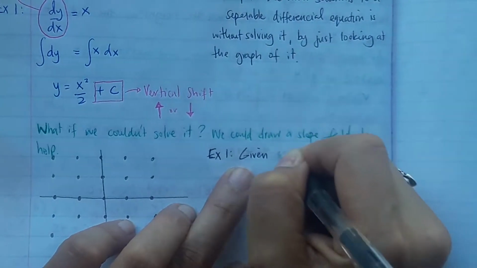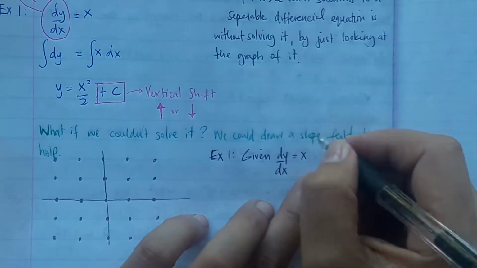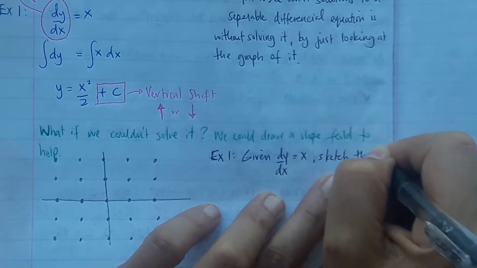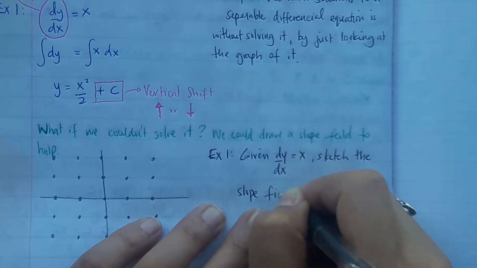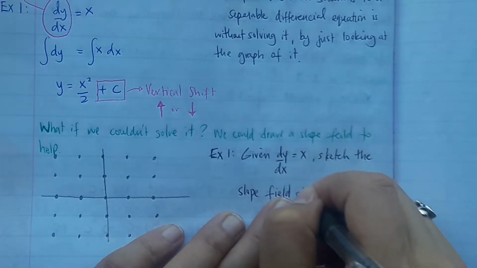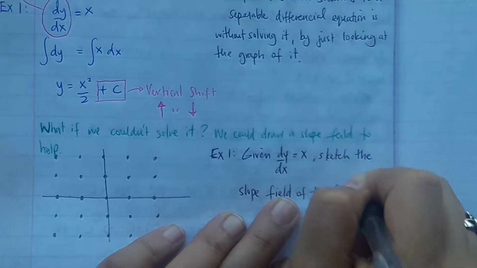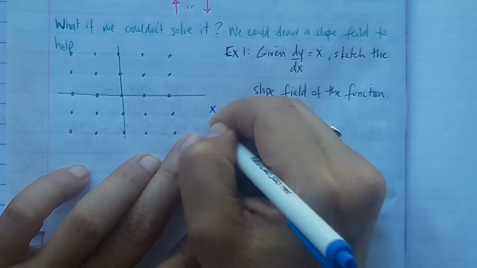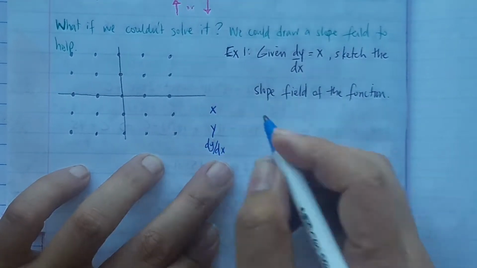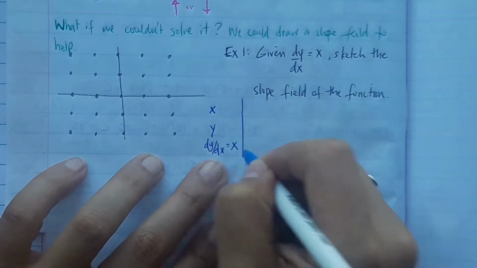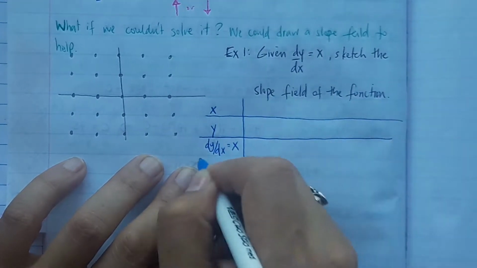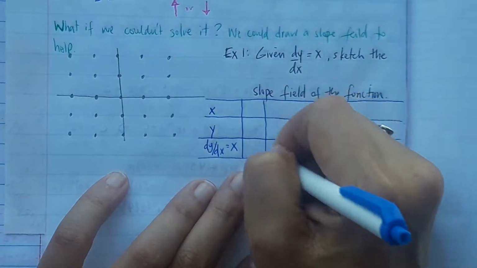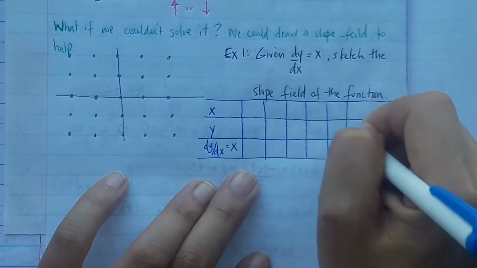Example 1: given dy/dx is equal to x, sketch the slope field of the function. We've already solved it, so we know what the answer is. However, I'm showing you how to use slope fields in order to do it. So we'll start off with an easy one, and then graduate from there. The first thing you need to do is make a table: x, y, and then dy/dx, which is equal to x. Basically you're just going to pick random points. I always start with the point 0, 0, so I suggest that's what you do.